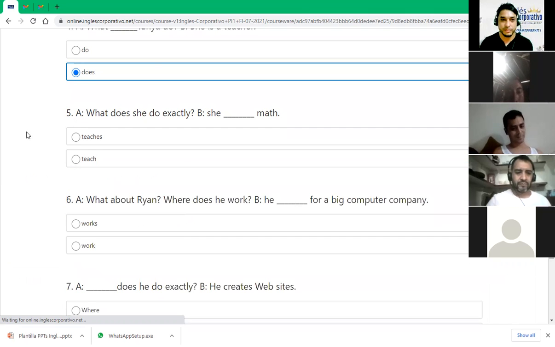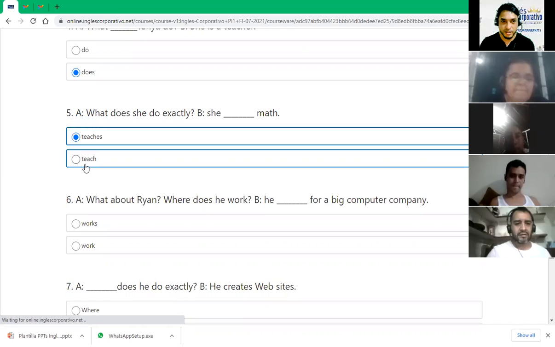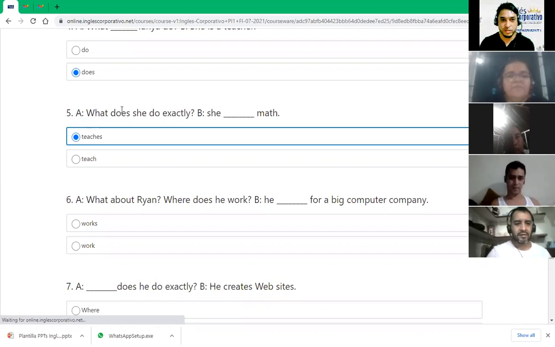Number five. What does she do exactly? She teaches math. Okay, look at this example. Teach ends with CH, and because we are talking about she, we add the ES. She teaches math.